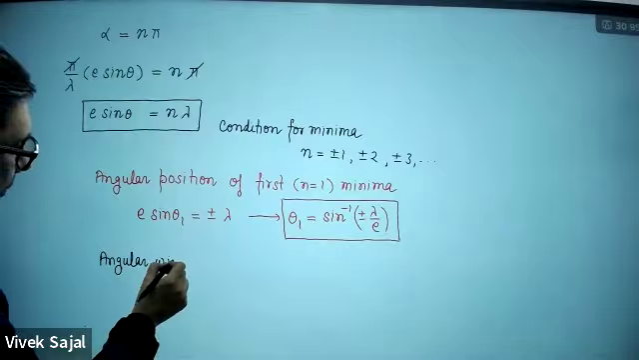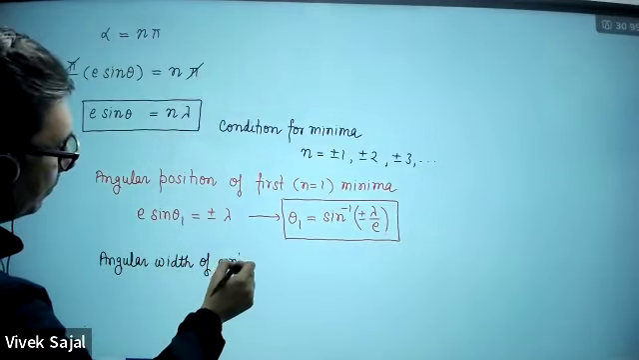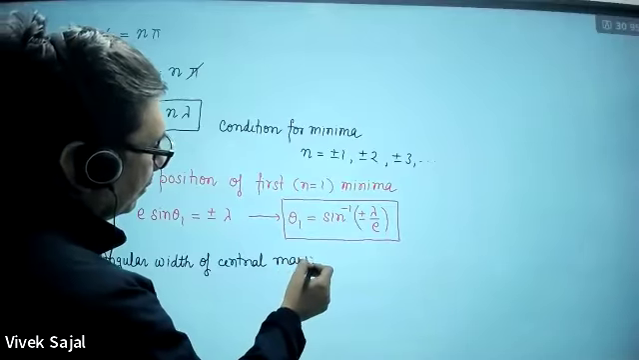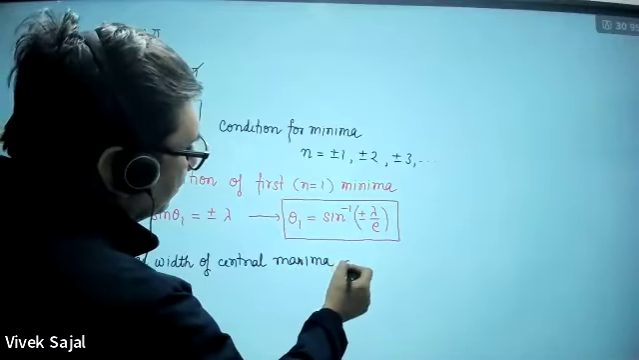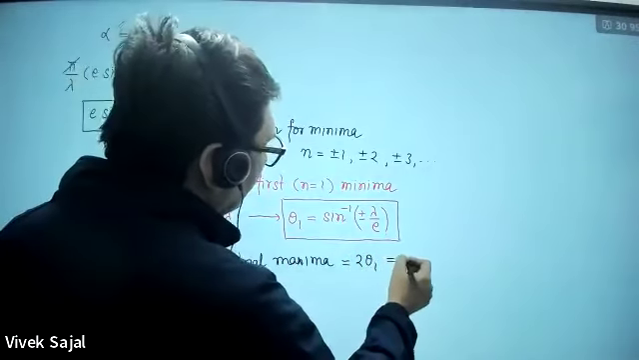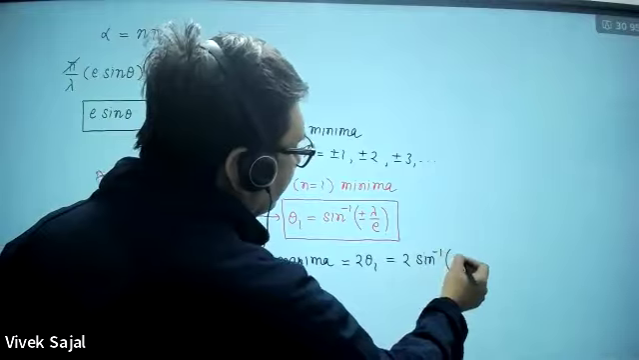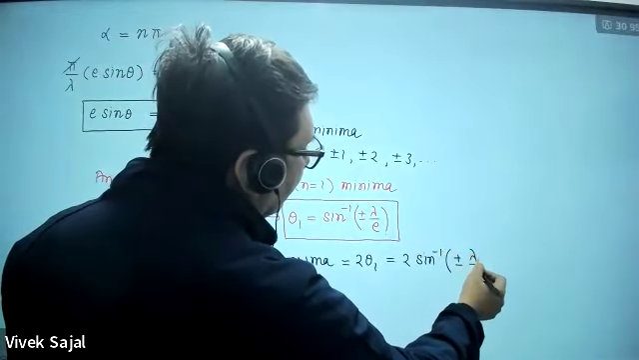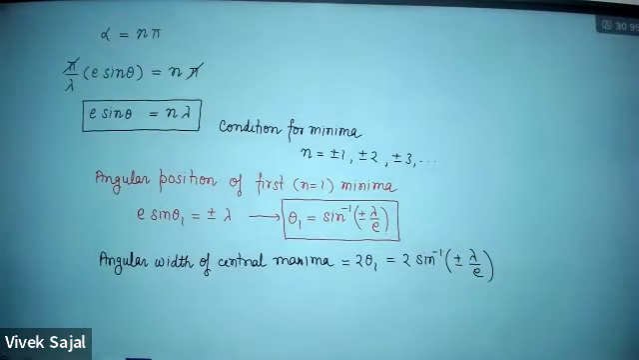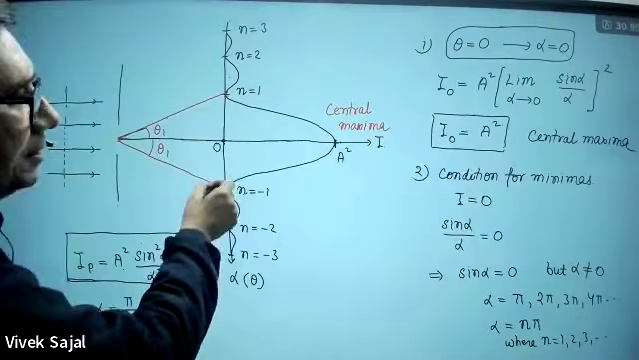Angular width of central maximum. Of central maxima, how much will it be? That will be 2 theta 1. So that will be equal to 2 times sine inverse plus minus lambda upon a. This will be. Now, they can ask you what will be the linear width of the central maximum.